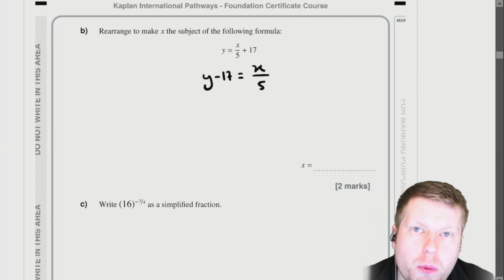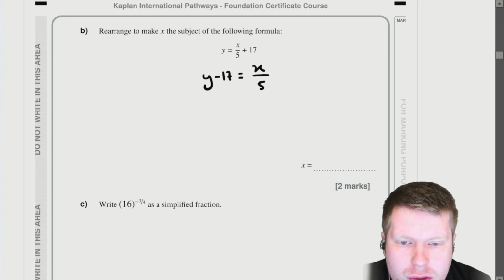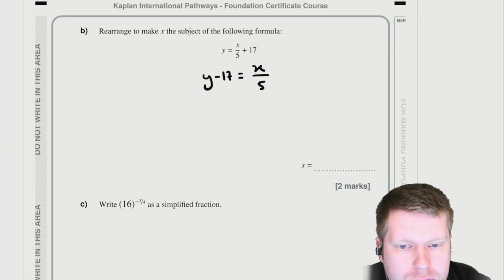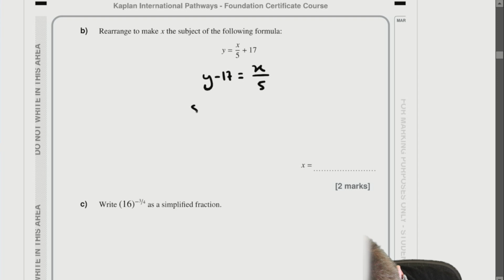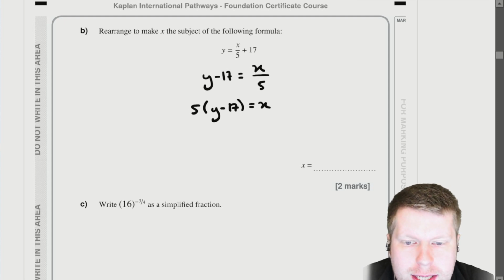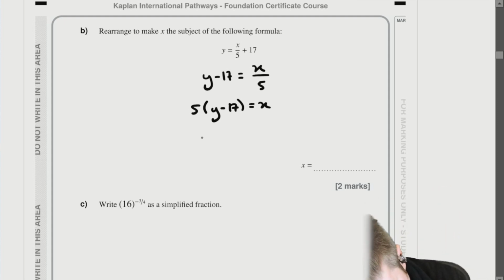And then from here, I don't want x over 5. I just want an x on its own. So I'm going to have to multiply both sides by 5. So as a result, I'm going to get 5 lots of y minus 17 is equal to x, like so. Okay? So nice and easy mark here. If you wanted to expand this, you could leave this as 5y minus 85. That's also fine. But that's the final answer.